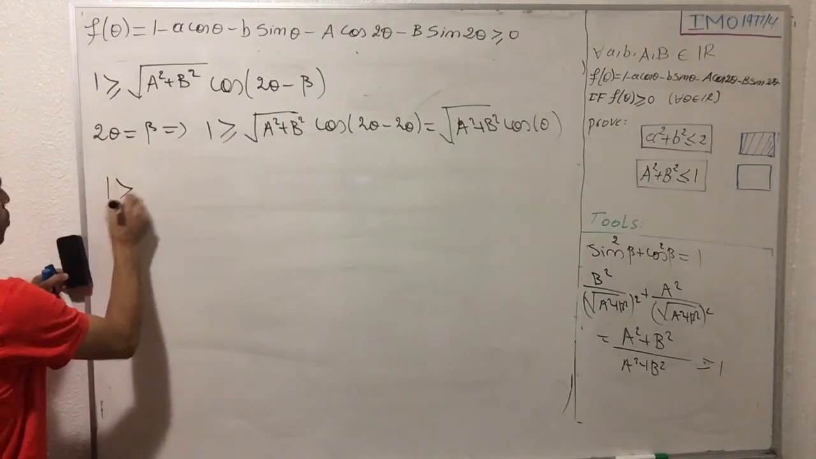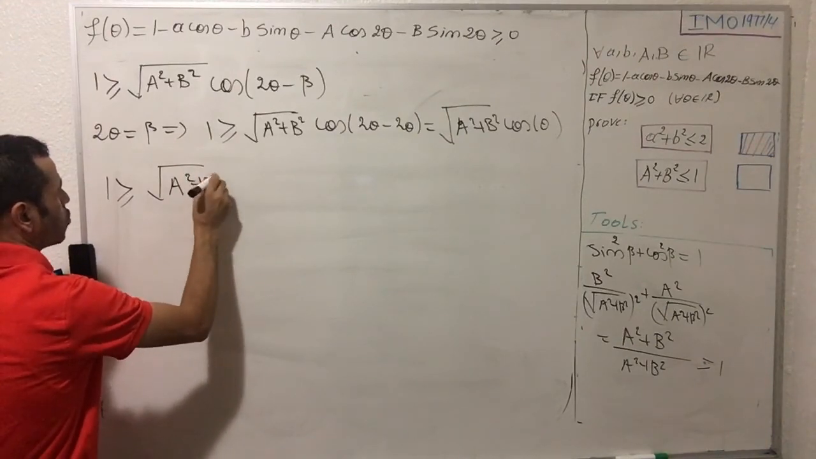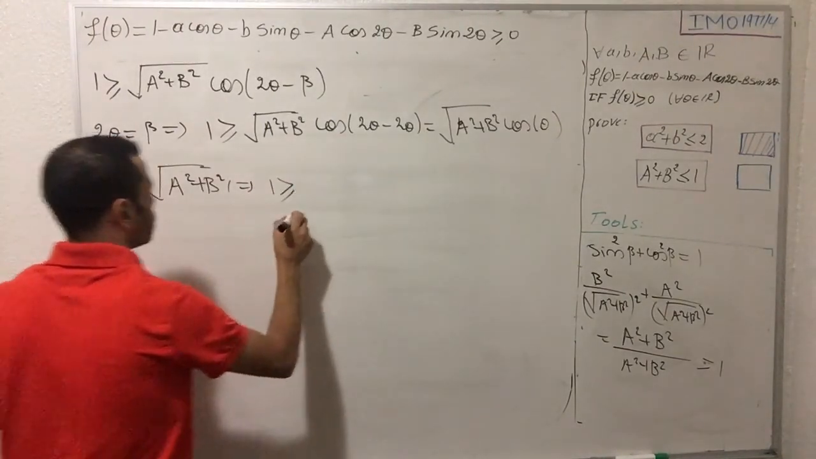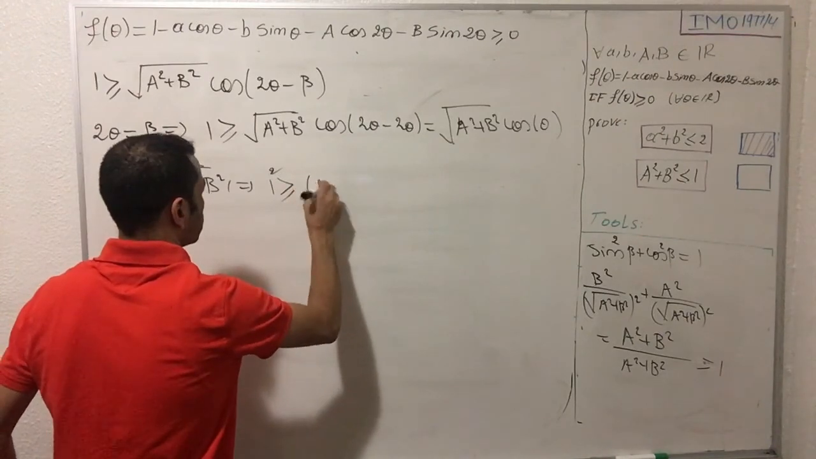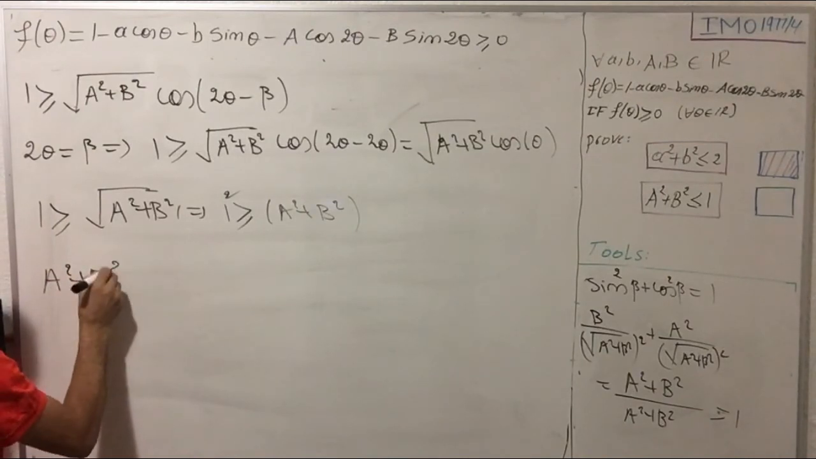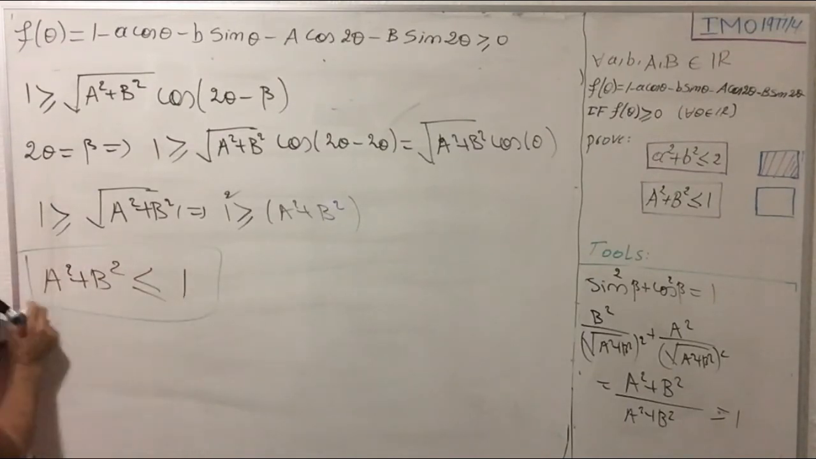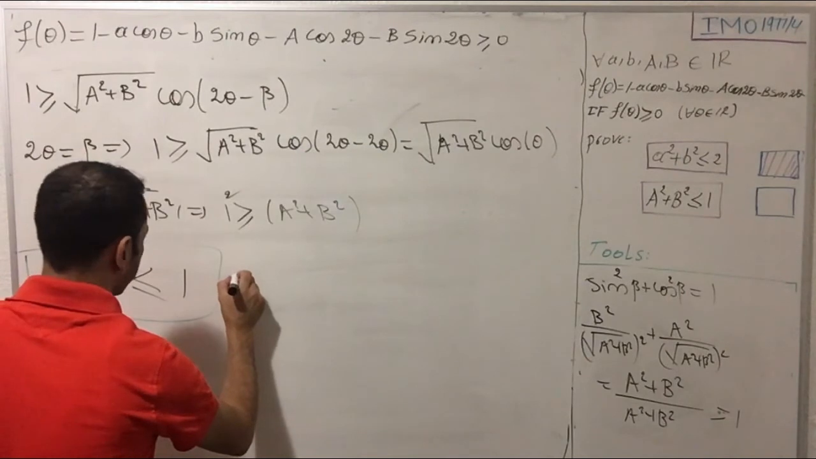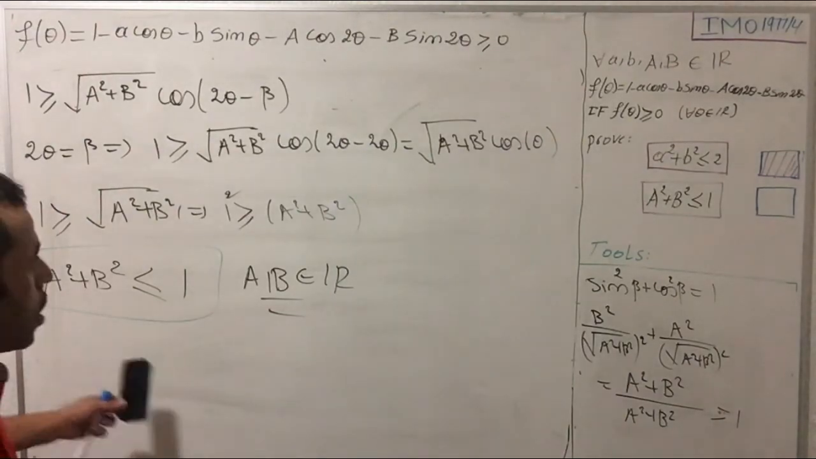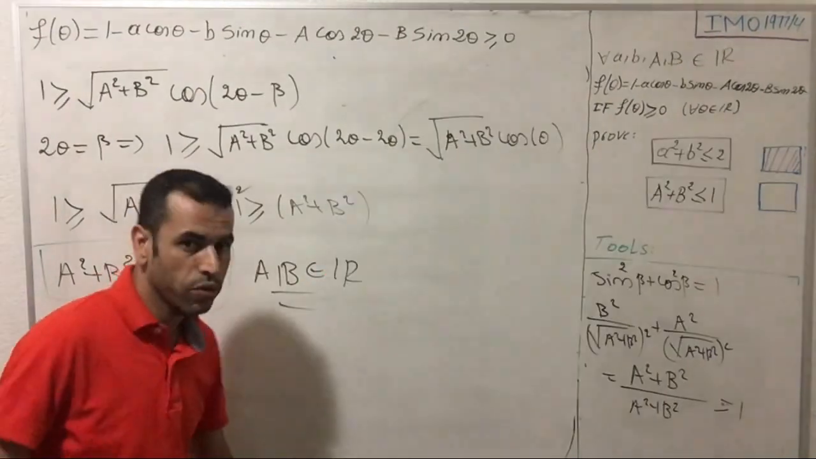So in my expression, I will have 1 superior or equal to square root of A square plus capital B square. I'm going to raise both sides to the power of 2. So I will have 1 superior or equal to A square plus B square. So A square plus B square is inferior or equal to number 1, okay? Now, I proved the second question, which is that A square plus B square is inferior or equal to number 1, okay? I have done with this problem.